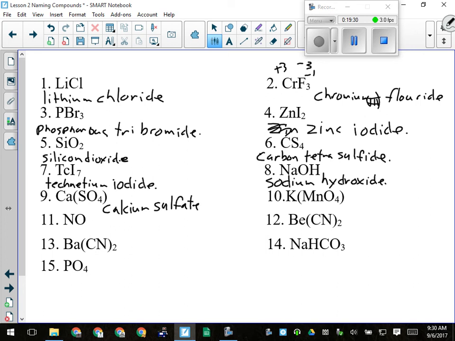Again, we don't change the ending of a polyatomic ion. We leave it as it is. Because if I change this to ide, suddenly this stuff and CaS have the same name and they're not the same thing. All right, and then for number 10, K is potassium, and what's MnO4? Permanganate. Yeah, this stuff is potassium permanganate.